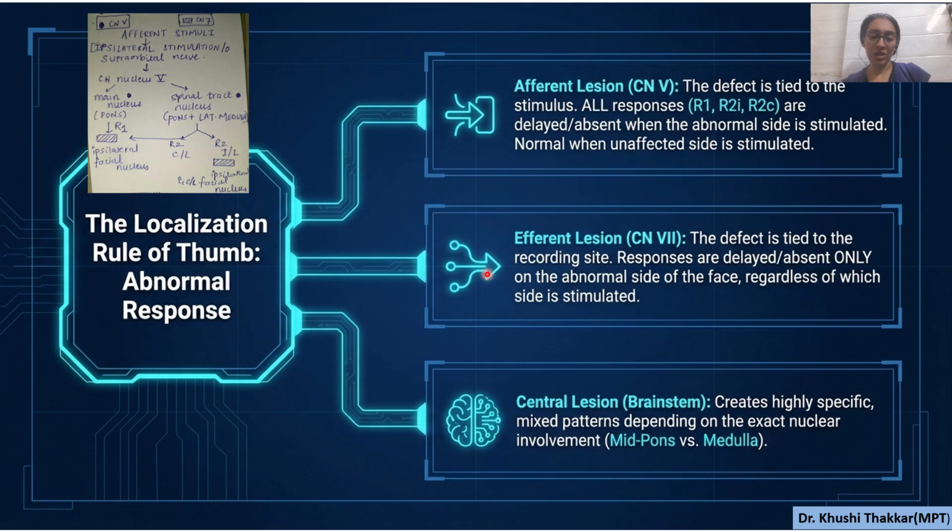Now comes the central lesion. Here, depending on where your lesion is, you will get mixed patterns, and then you can determine whether the lesion is in the mid pons or medulla depending on what waveforms you see. We'll understand the peripheral lesions in the next slide.